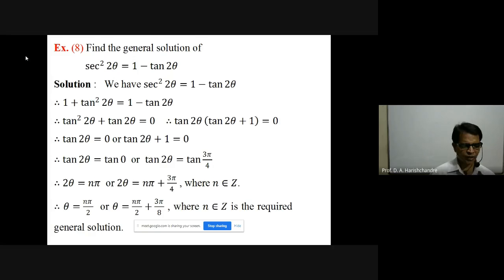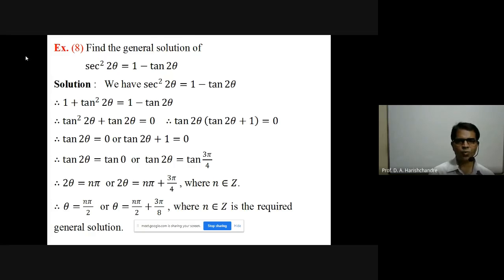Okay. And using the formula of tan theta is equal to tan alpha, you can find the solution of each one of these two trigonometric ratios. The solution of the first trigonometric ratio is given by 2 theta is equal to n pi, and for the second one, the solution is given by 2 theta is equal to n pi plus 3 pi by 4, n belong to z.